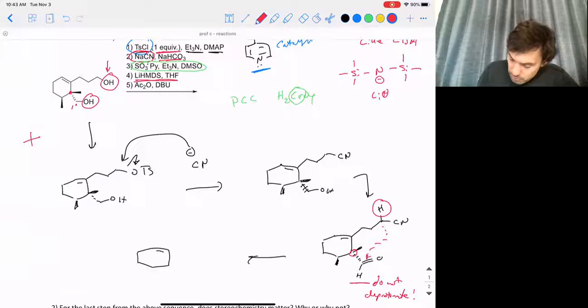And if we count, just switching colors here, 1, 2, 3, 4, 5, 6-membered ring. So we're going to end up making a new ring. Look at that.